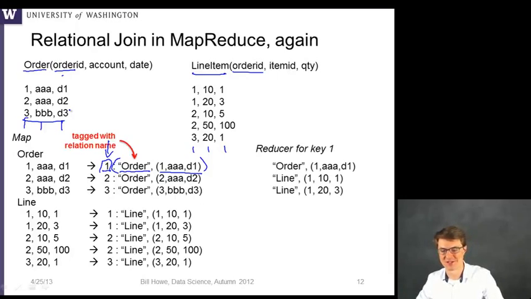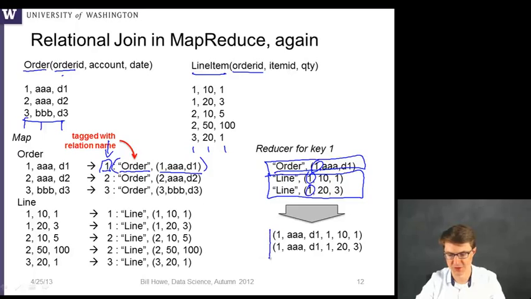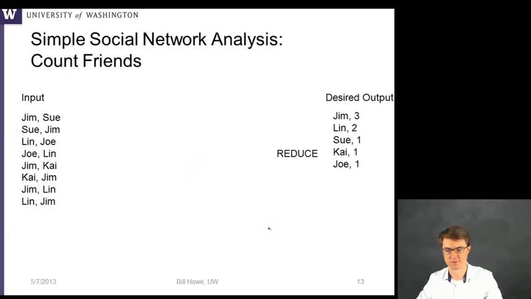And there it is right there on the slide. Okay, so what's the reducer look like? Well, now we've got all the tuples that share the same key together, and it will produce these joined tuples. It will join this order tuple with both of these line item tuples to produce these two joined tuples. Okay.